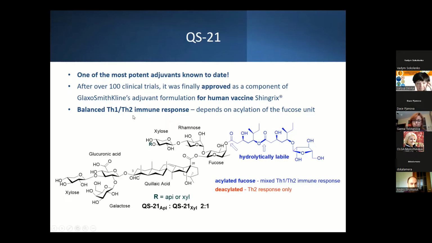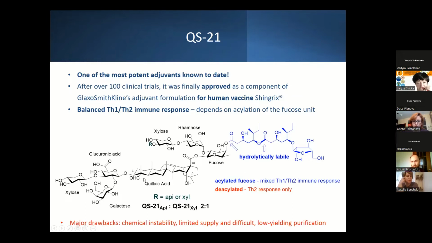It induces a balanced Th1, Th2 immune response, and actually when we develop new adjuvants, we want that from some new adjuvant molecule. But this immune response depends on the acylation of the fucose unit. This is fucose sugar. And if this fucose bears this chiral acyl chain here, then we have mixed immune response. But if this chain is cleaved from this molecule, so if we have just OH group, then we have just Th2 response.